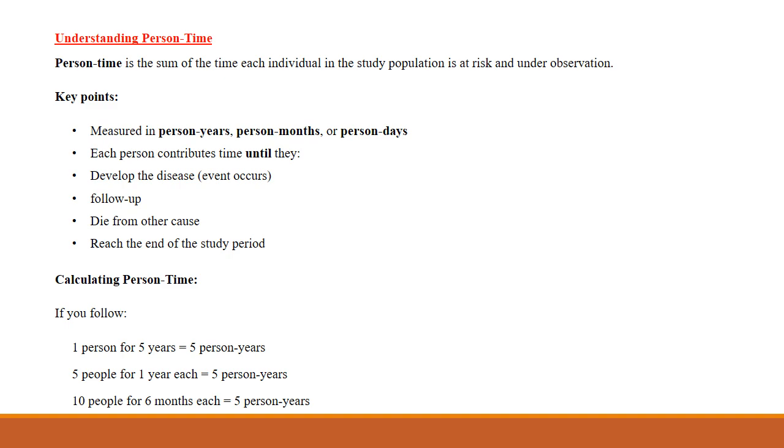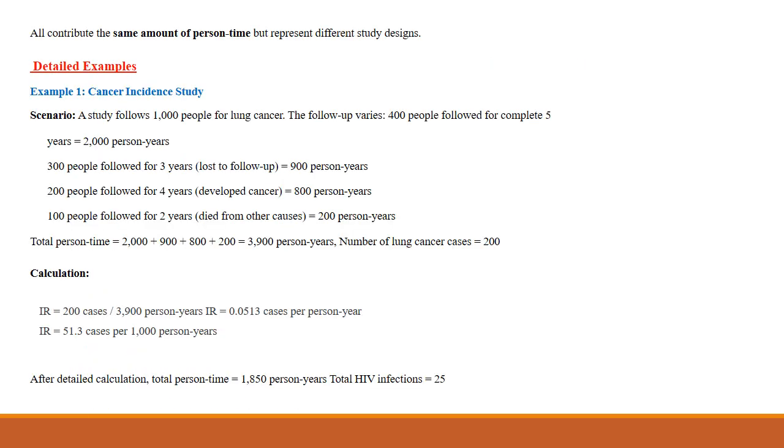Like 1 person for 5 years equals 5 person-years, 5 people for 1 year each is 5 person-years, 10 people for 6 months each is 5 person-years. All contribute the same amount of person-time but represent different study designs. And now we will discuss detailed examples, like the cancer incidence study.